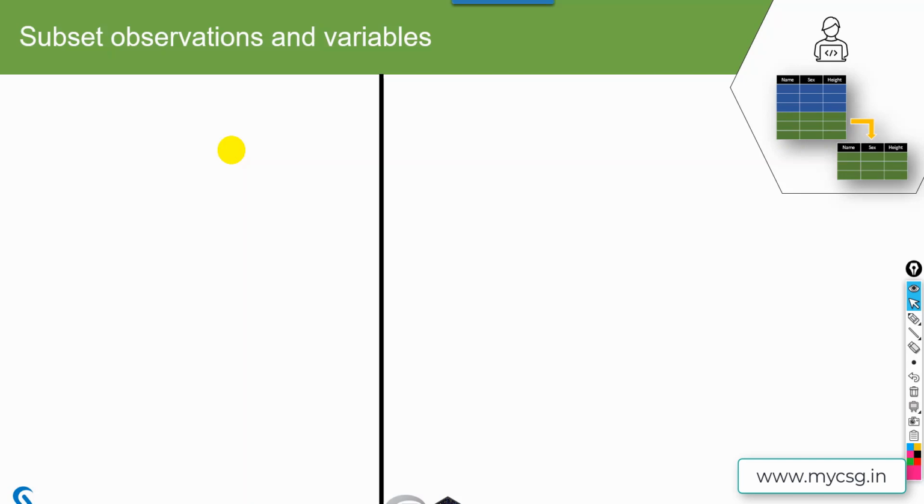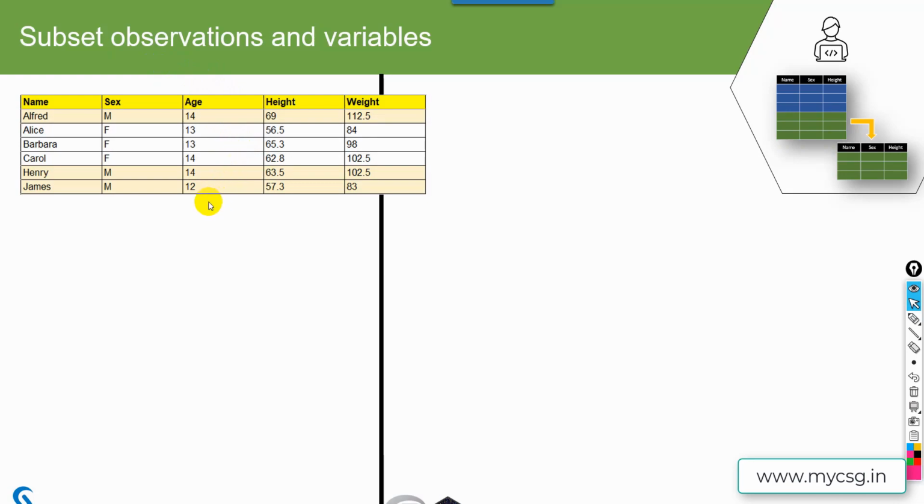In this series, we are exploring SAS programming feature alternatives in R Tidyverse package. In the previous videos, we have seen how to subset observations and how to subset variables. In this video, we will see how to subset observations and variables in a single step.